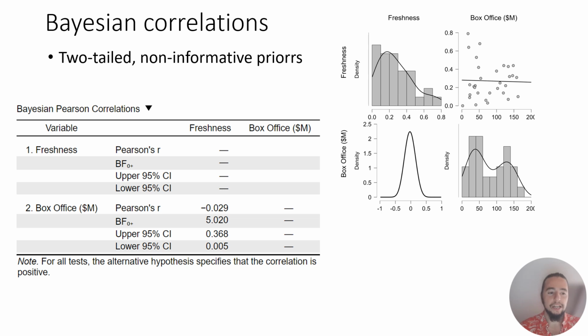Okay, so here is a two-tailed correlation test with non-informative priors, and you can see here that we have the Pearson correlation, the Bayes factor of 0 plus. This is a test regarding correlations with a credible interval, and now we have this plot that I think is pretty neat because we have the histograms of both variables.